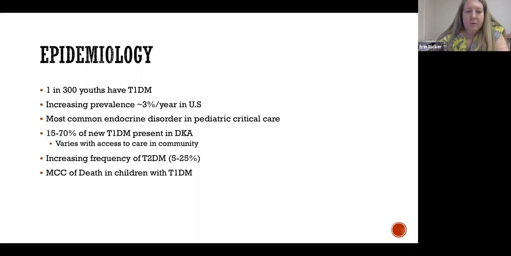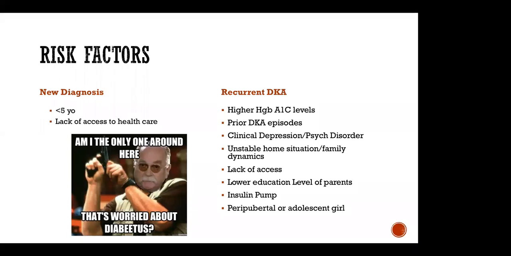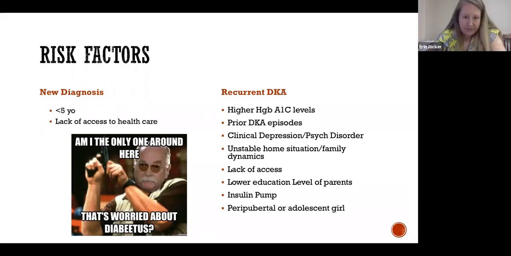The most common cause of death in children with type 1 diabetes is DKA. So it's also important to recognize this and to be able to treat it appropriately. There's several risk factors to present in DKA if you have type 1 diabetes. For new onset diagnoses, the biggest risk factor is being young, so less than 5 years of age. This is because it tends to be misdiagnosed often.